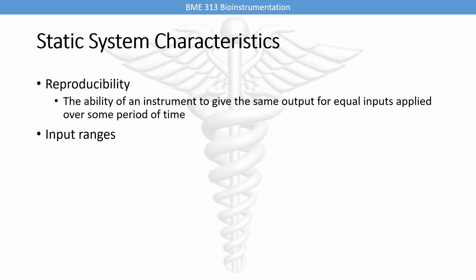Another characteristic is the input range, which specifies the allowable magnitude of input signals. As long as the input stays within this range, the system can produce accurate results. If the signal exceeds it, distortion occurs and the measurement becomes unreliable.